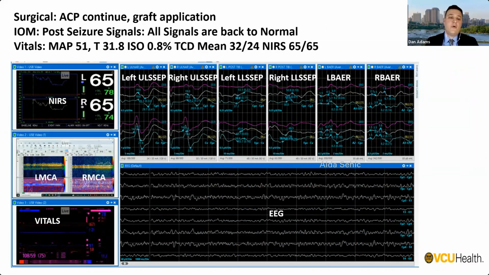Now, all of the neuromonitoring signals have returned within baselines as antegrade cerebral perfusion continues during aortic graft application. As you can see, the seizure-like activity has been fully eliminated on EEG. The non-pulsatile TCD remains clear of emboli. The cerebral NIRS have normalized back within baseline values, baseline in green, current value in white, and the somatosensory and brainstem auditory evoked potentials have returned within pre-incision baselines.